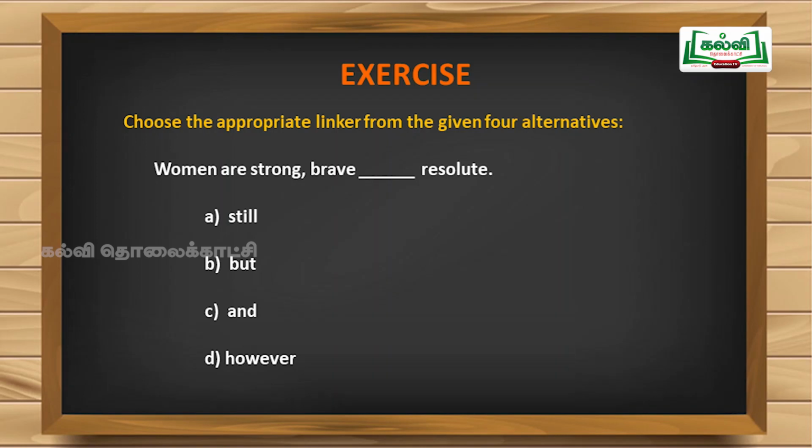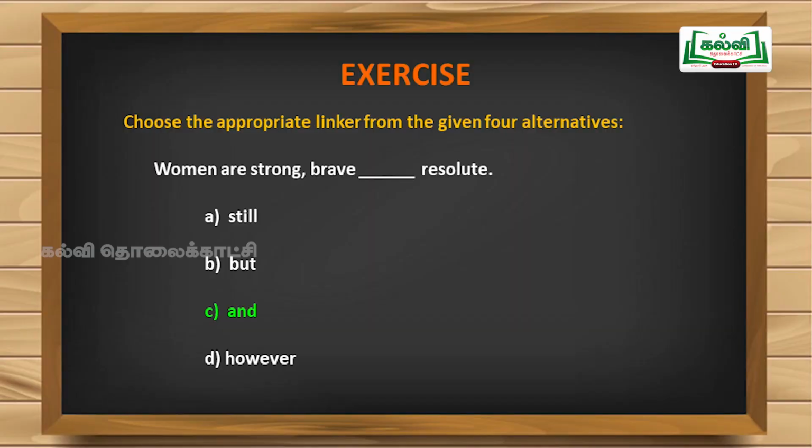Right. So now you go to the exercise. I'll say some sentences, just try to find out the answer. Women are strong, brave, dash, resolute. I'll give you the option: still, but, and, however. So qualities are given, there is a list. So when we combine a number of things, we use very good, and.